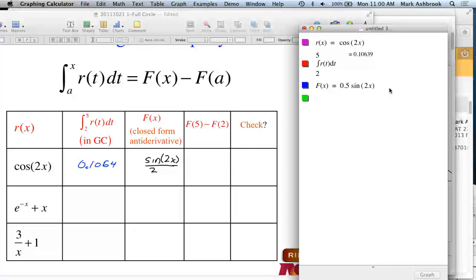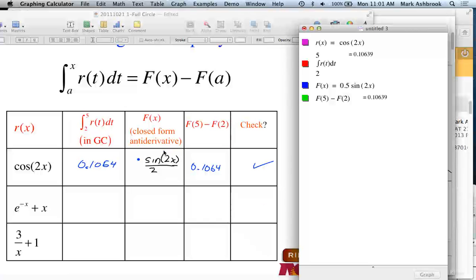And now I'm checking. If I'm integrating from 2 to 5, then I want the total accumulation of capital F up to 5 and then minus F of 2. Did we get the same thing? So we're actually computing both sides and checking the property.